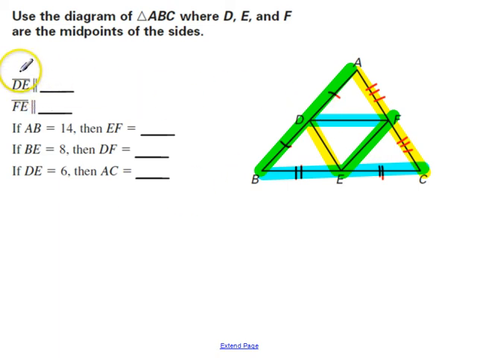So it asks, segment DE is parallel to what other segment? So DE we've marked in yellow, and that's going to be parallel to segment AC. Segment FE is parallel to what other segment? So segment FE is parallel to segment AB.